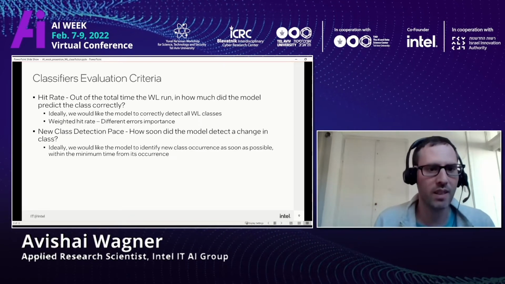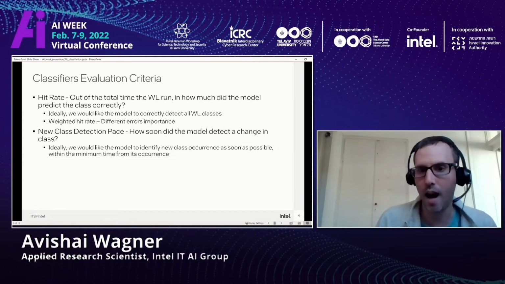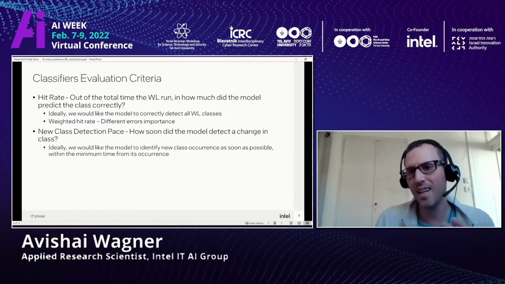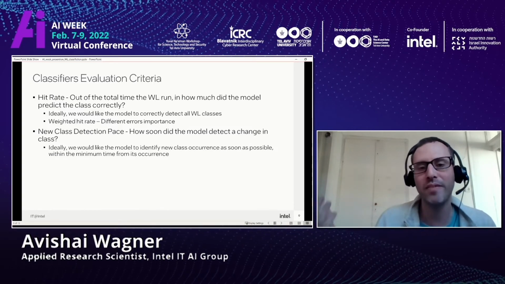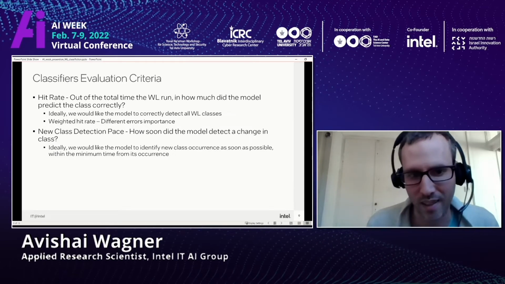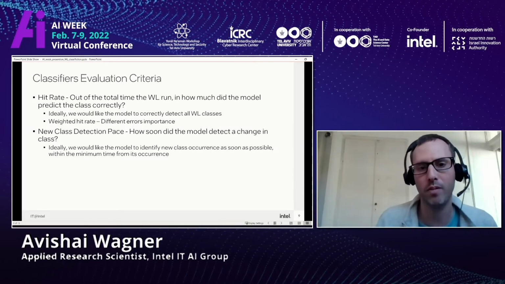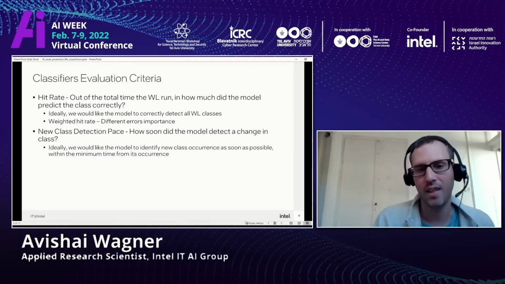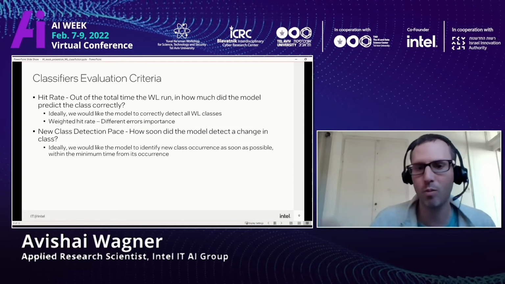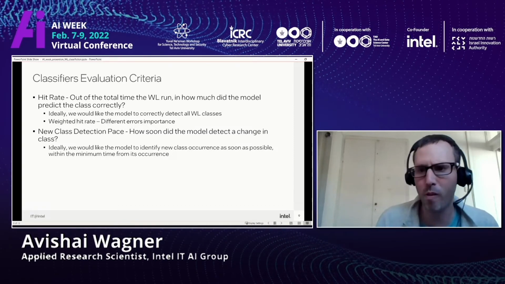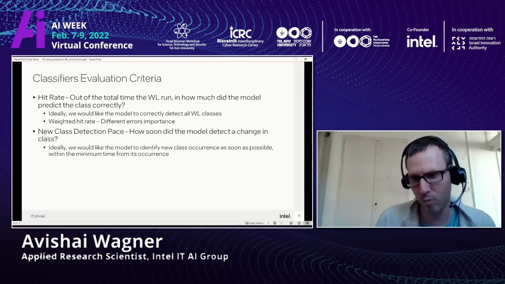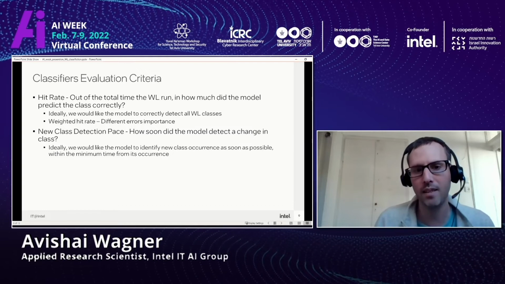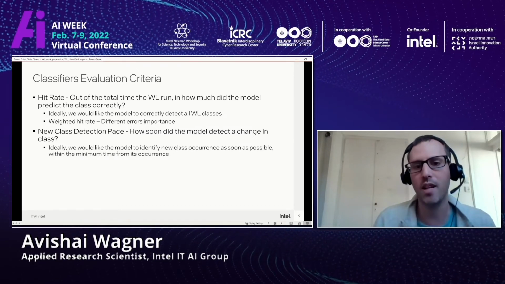The second metric is new class detection pace. How soon did the model detect a change in class? It's nice that the accuracy can be very high, like 95% correct. But if we are moving from battery life to bursty and we miss this switch by a few seconds, 2 or 3 seconds, the punishment in real runs can be really, really high. So we must detect changes as soon as possible.